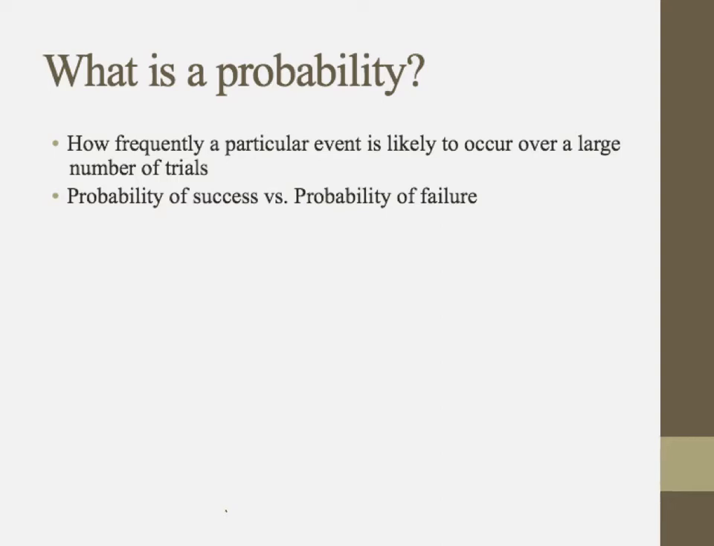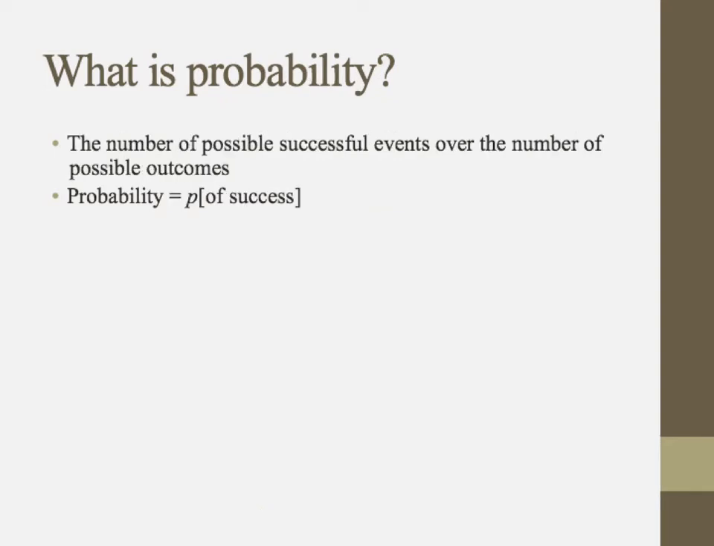So how do we go about calculating? A probability is the number of possible successful events over the number of possible outcomes. So when you know all of the possible outcomes for something, you don't need to calculate or try a whole bunch of times to calculate the probability. Instead, you can do it mathematically. So what we're going to be focusing on is the mathematical side. So rather than doing 100 trials to see how many times the outcome comes up, we're going to look at the number of possible successful events divided by the number of possible outcomes.